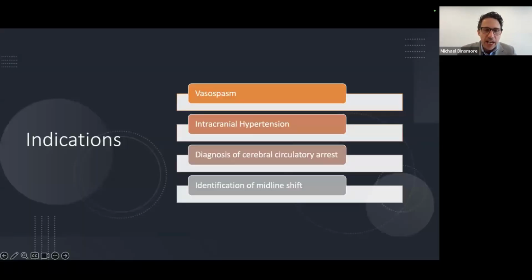We're going to talk about some of the indications that we can use this for, predominantly vasospasm, intracranial hypertension, so ICP, and cerebral circulatory arrest, and as well identification of midline shift.